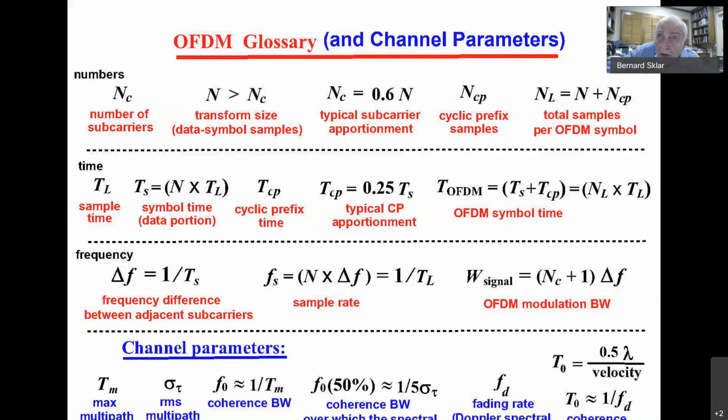A few of the things that we mentioned last time, as a quick review, are some of the characteristics of orthogonal sinusoids. Number one, there must be an integer number of cycles in each subcarrier sinusoid contained in that interval of time, which we're labeling T sub S. That's the data portion of our OFDM symbol. And two, the difference frequency between these subcarrier sinusoids is basically the reciprocal of that interval of time, T sub S.